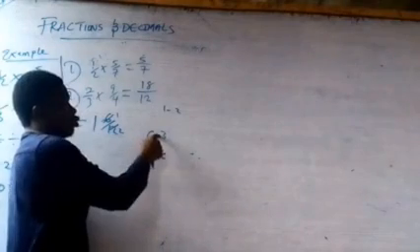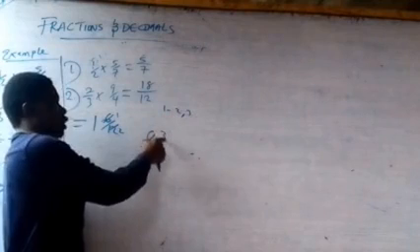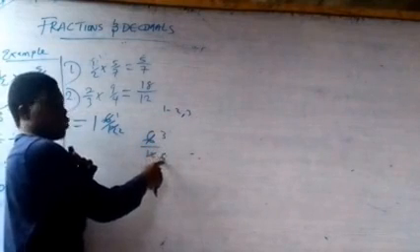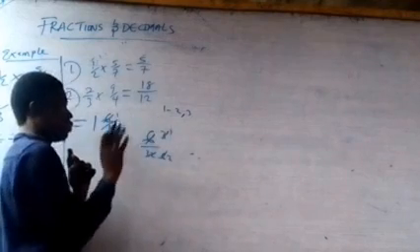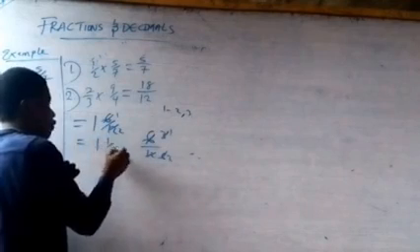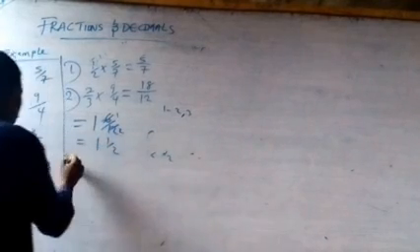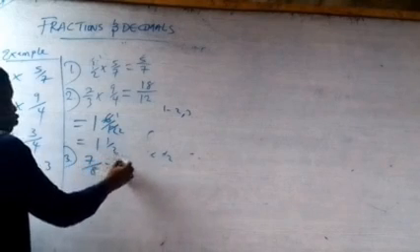So we still check that 2 again. Can 2 go here? Can 2 go here? No, 2 cannot go here. Now we check the next number, 3. Can 3 go here? Yes, 3 can go here. 3 can go here. So 3 here 1, 3 here 2. So we've reduced it to its lowest term. Nothing can go again. So basically our answer will now be 1 and 1/2. So we have number 3, we have 7/8 divided by 3/4.